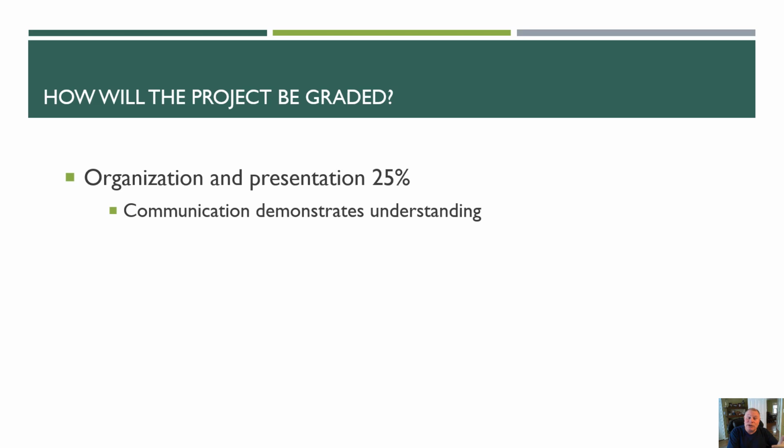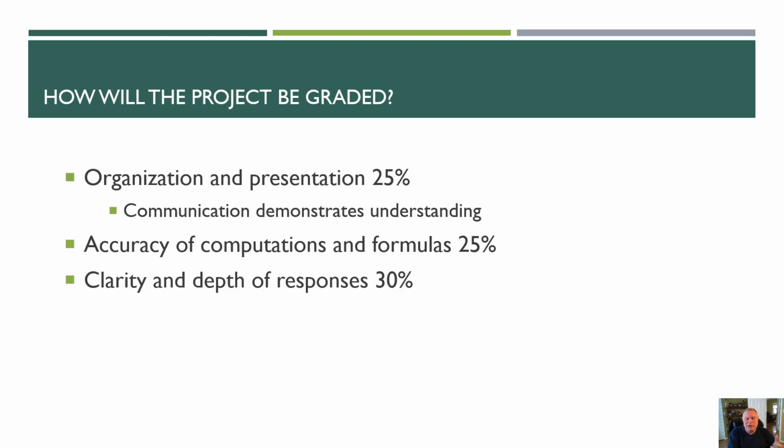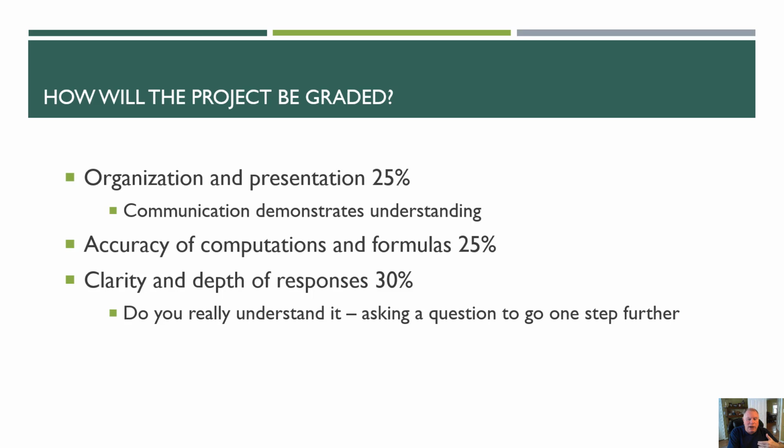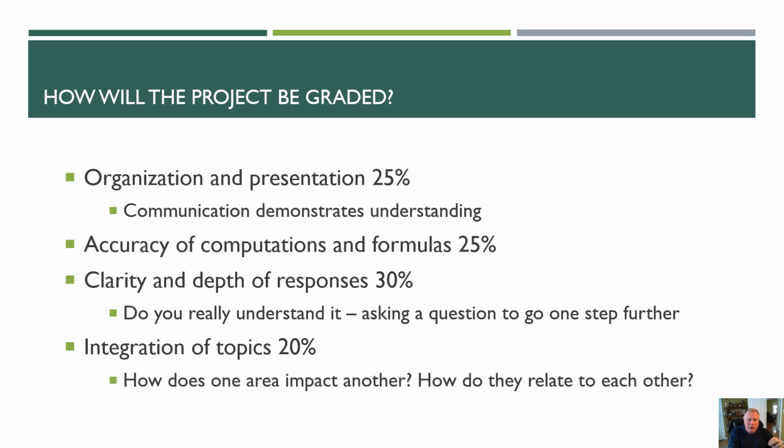It demonstrates an understanding. Accuracy of computation and formulas, 25%. Clarity and depth of responses is 30%. Do you really understand it, or are you really asking a question by what you're saying? And then how do you integrate the topics together into a logical model? Now, how does one area impact another? How are they related to each other?